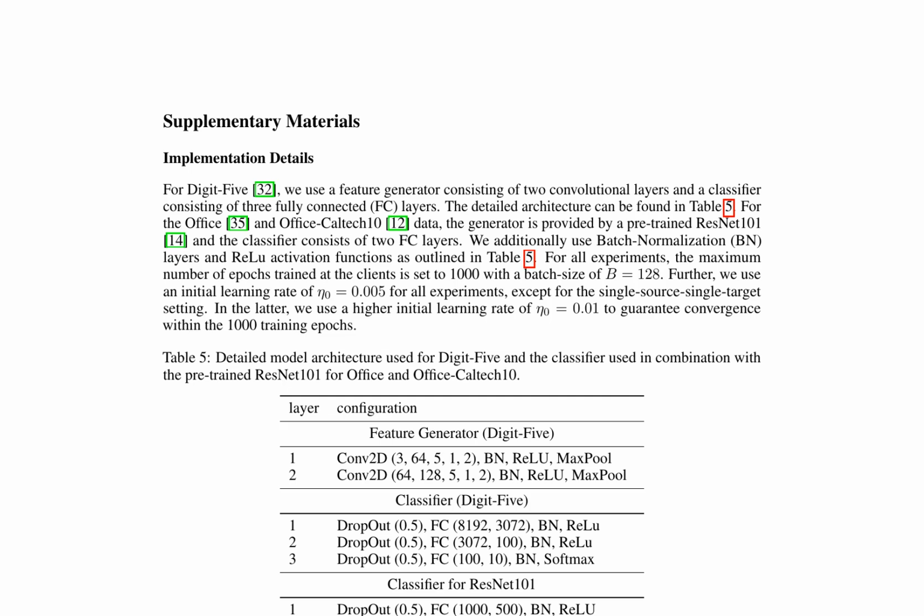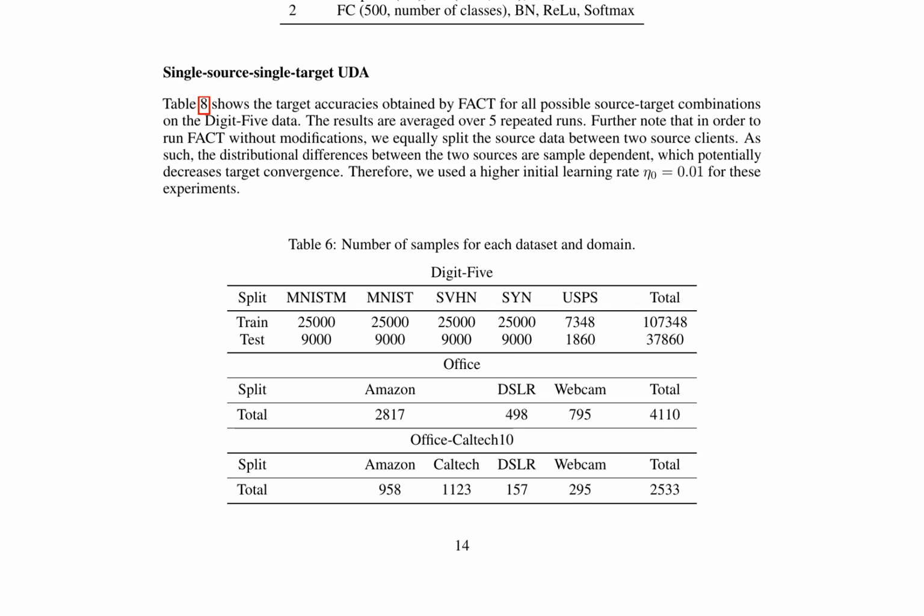For instance, the feature generator for Digit 5 consists of 2 convolutional layers followed by max pooling, while the classifier consists of 3 fully connected layers with dropout and batch normalization. Similarly, the Office and Office Caltech 10 datasets utilize a pre-trained ResNet 101 as the feature generator, with a two-layer classifier for classification. The paper also includes a detailed table summarizing the number of samples in each dataset and domain, which serves as a valuable resource for researchers seeking to replicate the experiments.